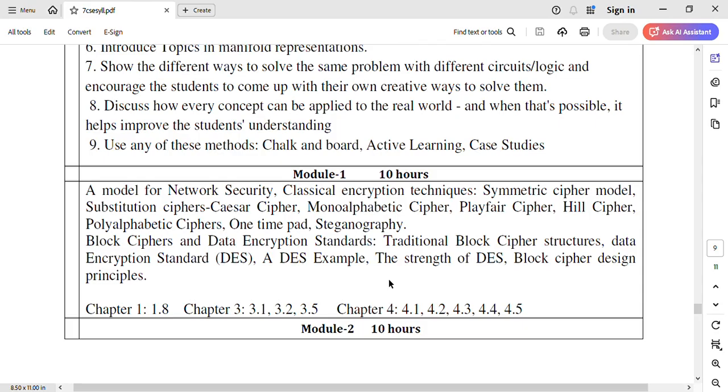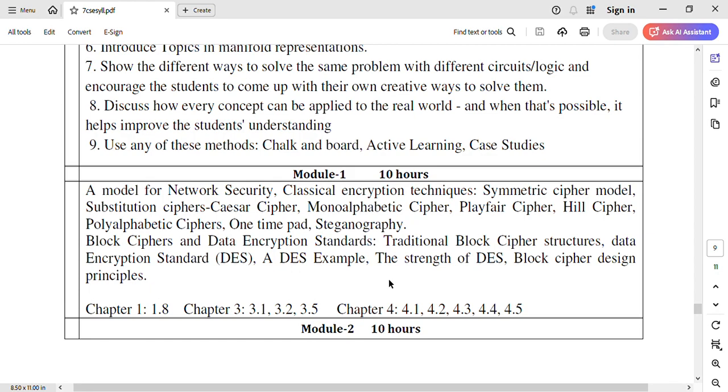In module 1 we are going to discuss some basic concepts of the model for network security, classical encryption techniques. We will use several encryption and decryption techniques for different problems, or we can say methods. Out of that we will use a symmetric cipher model, substitution cipher, Caesar cipher, monoalphabetic cipher, Playfair cipher, Hill cipher, polyalphabetic ciphers, one-time pad, steganography. So these are some of the problems we will be discussing with respect to these techniques.